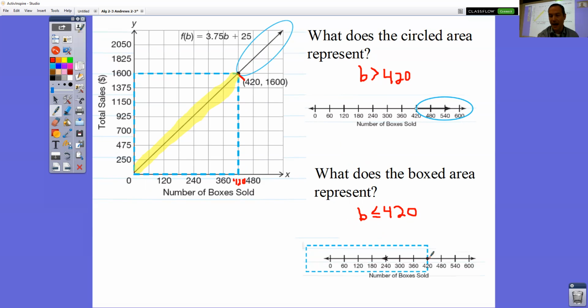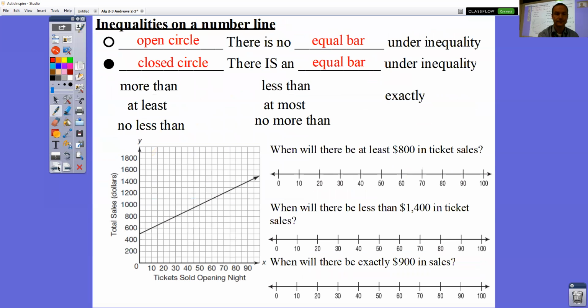Notice that it's a closed dot right here, because it's the or equal to. This was an open dot because it's not the or equal to. With an open dot, there is no equals bar underneath the inequality. With a closed dot or closed circle, there is an equal bar under the inequality. So an open dot is represented by less than or greater than. A closed dot has the or equal to. How I like to remember it is that if you have to do more work by putting the or equal to underneath, you have to do more work by filling in the dot.